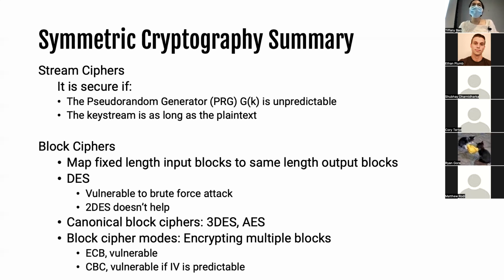That is a better way to combine the blocks together, using something called an initial vector, IV. However, you cannot make the IV predictable. The attacker should not be able to predict this IV. Otherwise, he can craft a so-called chosen plain text to recover the message that you sent before. So that's everything about symmetric cryptography.